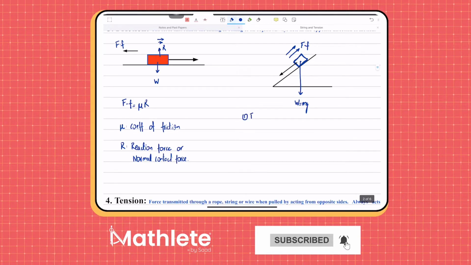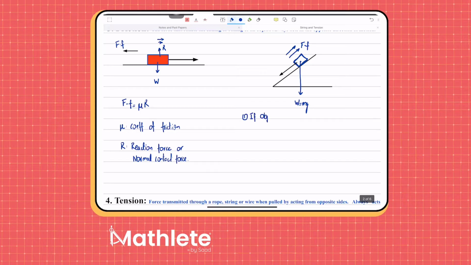Number one, if an object is sliding down the plane, the frictional force is acting up the plane.